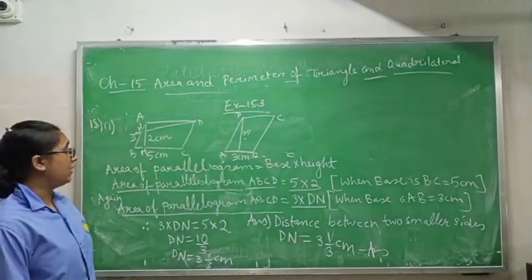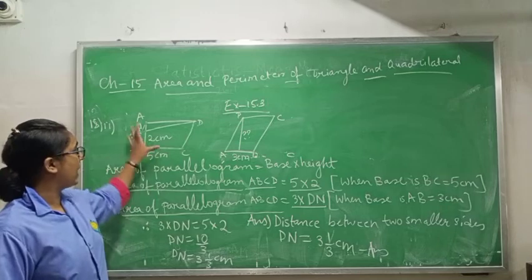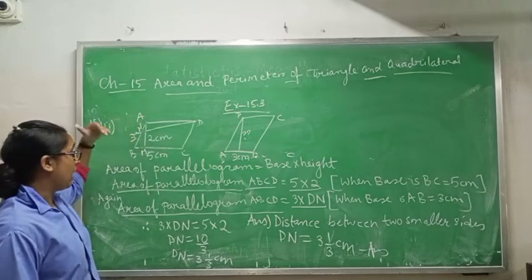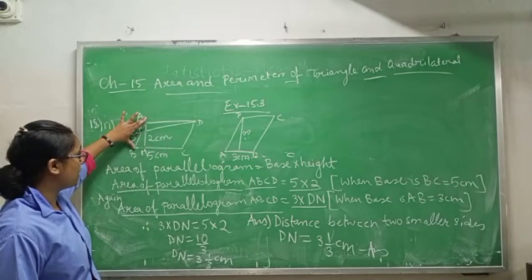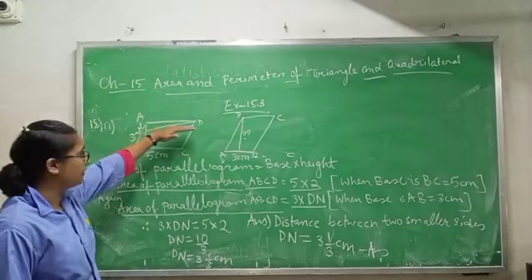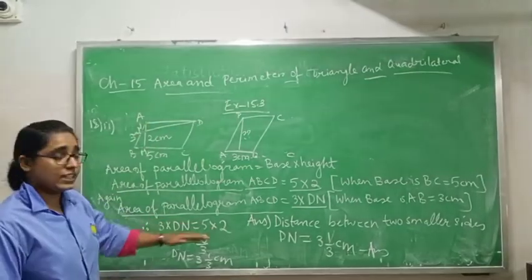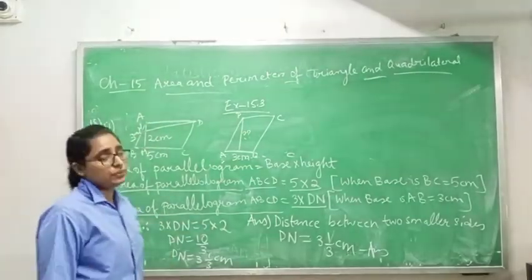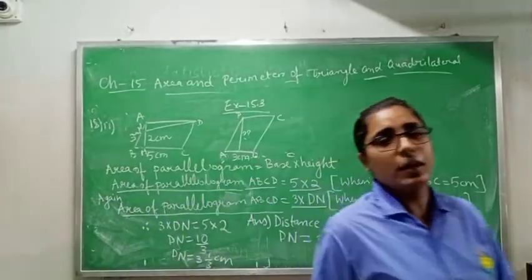What we have done: first we took this one as the base, and at that time the height is given. In the second case we took this one as the base, and at that time we don't know the height, meaning this distance. We equated both because both are the area, and then we found the height. Okay, complete this one.